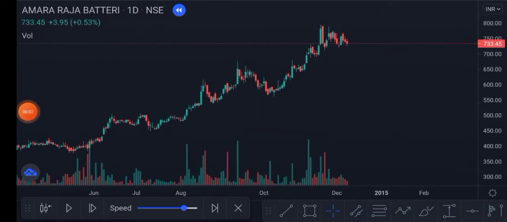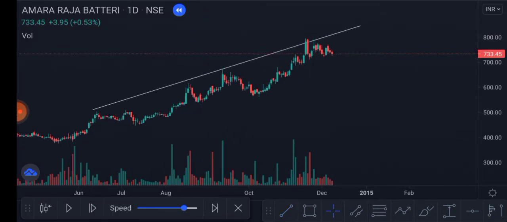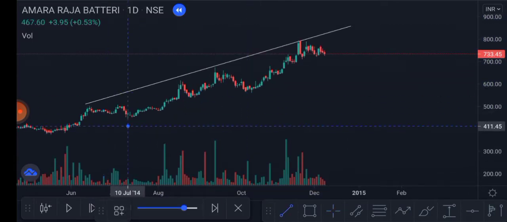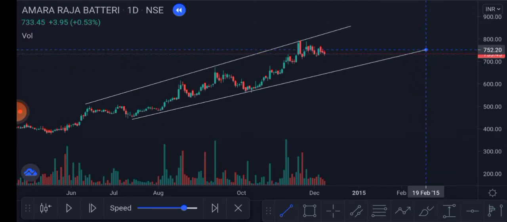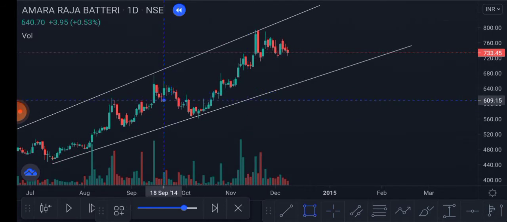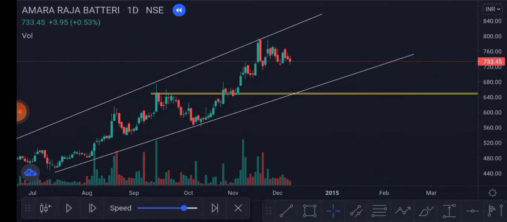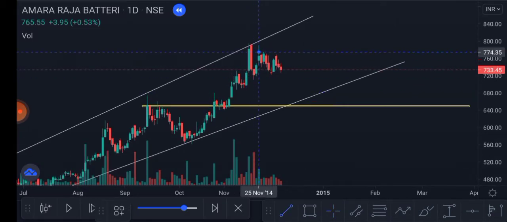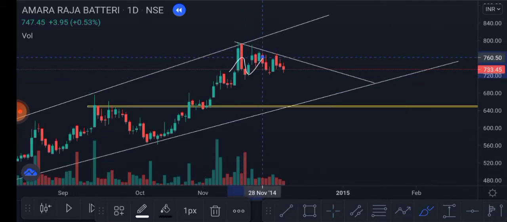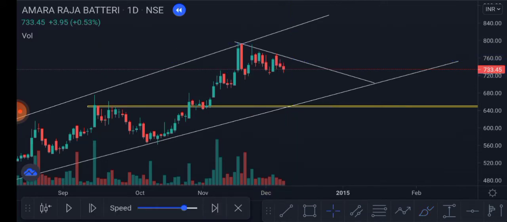Erase all the analysis that we have done right now, and we'll start freshly. This area is acting as resistance for Amara Raja batteries. This line is acting as resistance, and this line is acting as support. What is my area of interest is this support right now. This is a major support for Amara Raja batteries, and we'll long only if this resistance is taken out. And let's run.